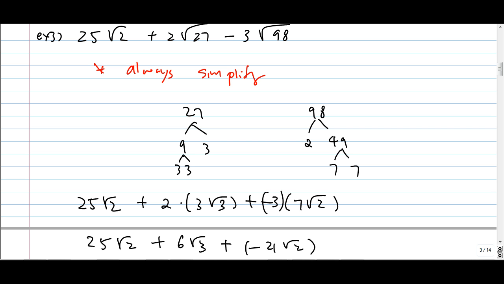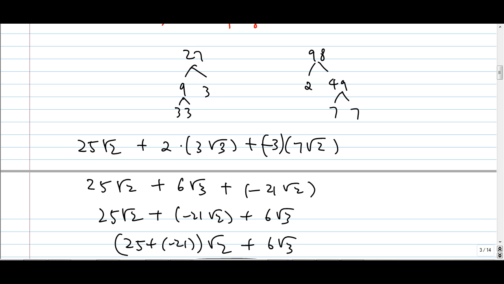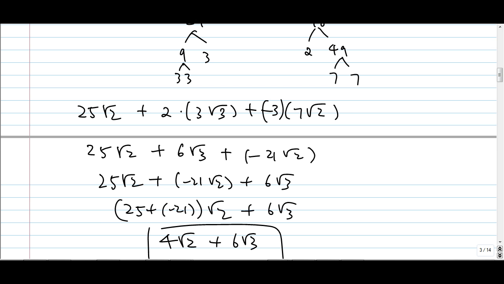Yes, they're like terms. So you have 25 rad 2 and negative 21 rad 2. Let me rewrite them using the commutative property of addition. Aaron, what did you get? 4 rad 2 plus 6 rad 3. Yes, 4 rad 2, because again you use the distributive property. So you get 4 rad 2 plus 6 rad 3. Pretty simple, right? Any questions?